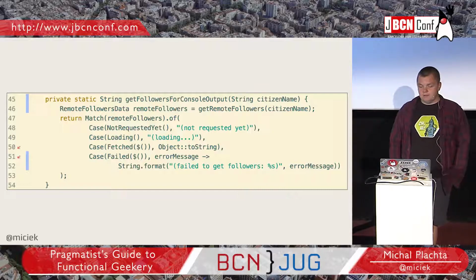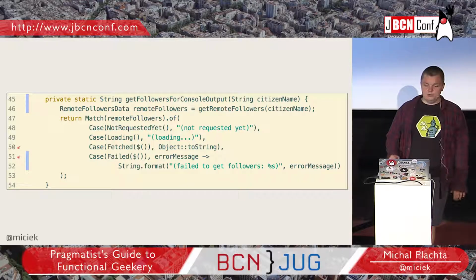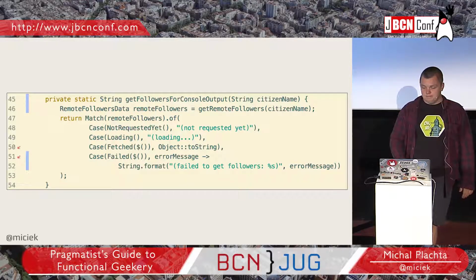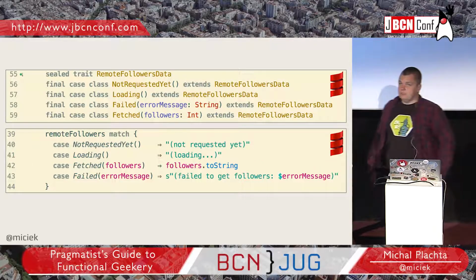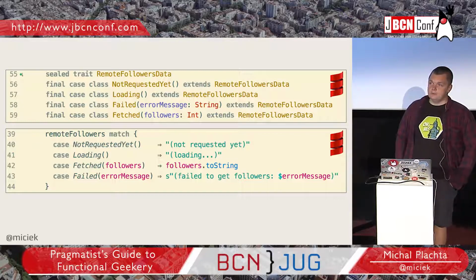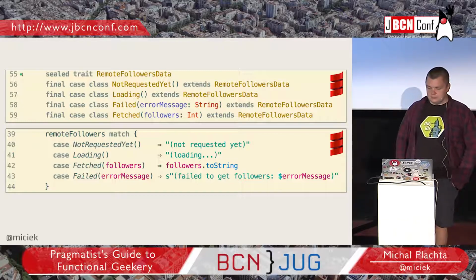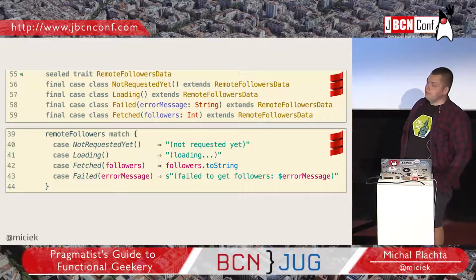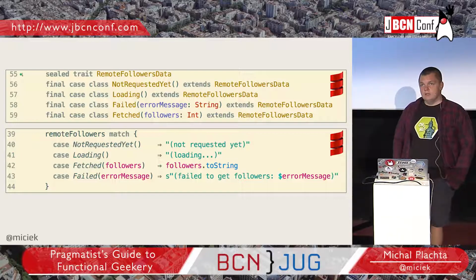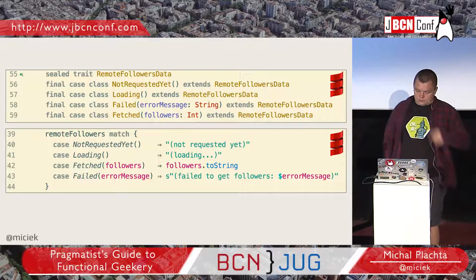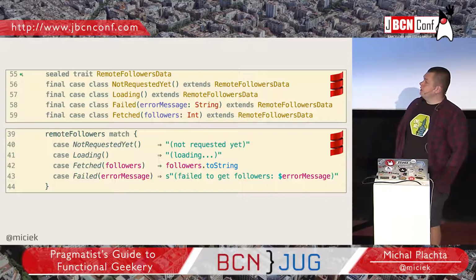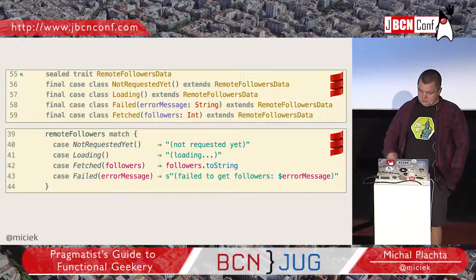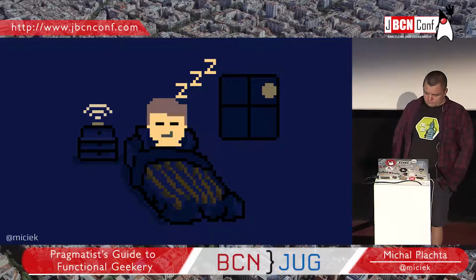Not requested yet, loading, fetched, and failed. Based on that, we can decide what kind of string we should display. Those things, ADTs and pattern matching, are also very common. They are so common that in Scala we have language syntax for that. A sealed trait is just an interface that can be defined in one file, so another file cannot redefine what's in the remote followers data, and pattern matching is part of the language, as you see here. It's very similar, a little less verbose.